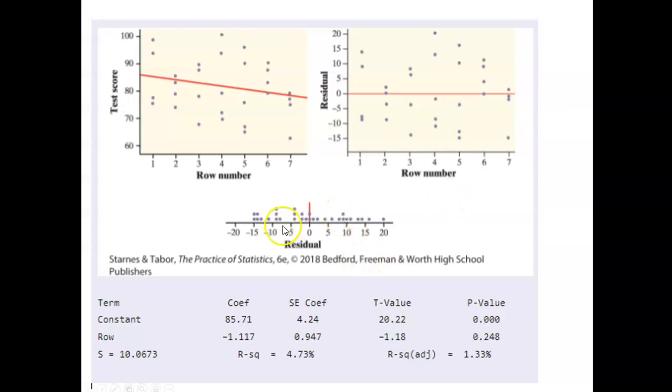Something to point out is, row number is our x and test score is our y. So as far as which variable's which, the row coefficient, this is slope. This is the standard error for your slope. This is S if you need it. And this constant coefficient, that's your y-intercept. If you're looking for values, that's probably the only ones we're going to use. And these are not the t's we're going to use for confidence intervals, so don't look at those.